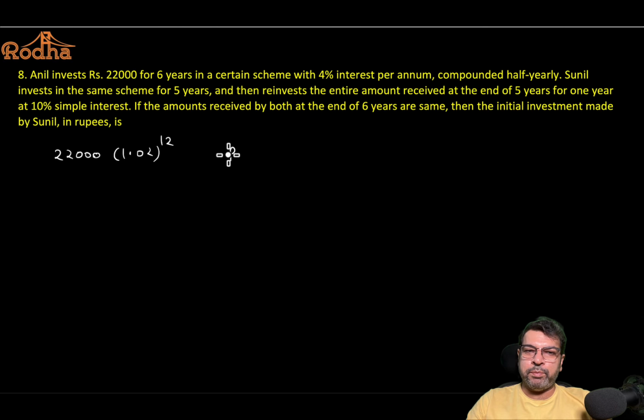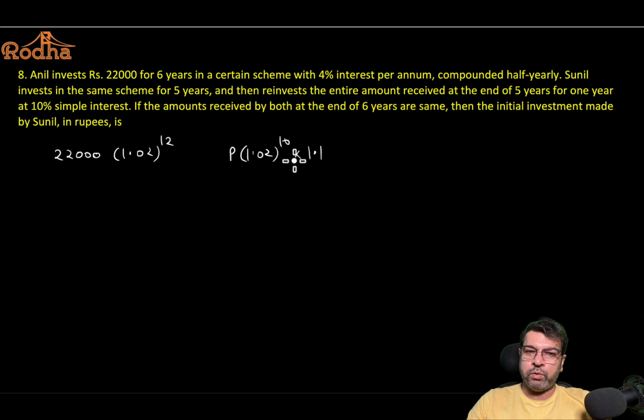For Sunil, let's say the principal is P. For 5 years, which is equivalent to 10 half years, this remains the same, 1.02. So the power becomes 10. And this is your amount after 5 years, which becomes the principal for the next 1 year now. That's how the compound interest logic works, right? The amount after 5 years works as the principal for the upcoming time. So this is the full principal. And now you are increasing it by 10% for 1 year only. So a 10% increase simply means 1.1. So simply multiply this by 1.1. That gives you the total amount received by Sunil.